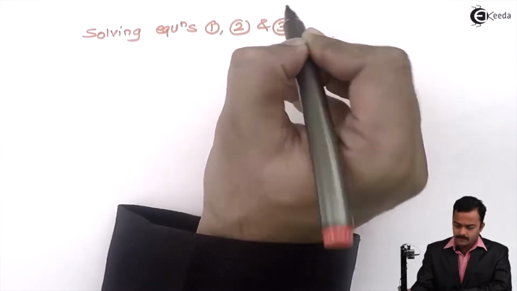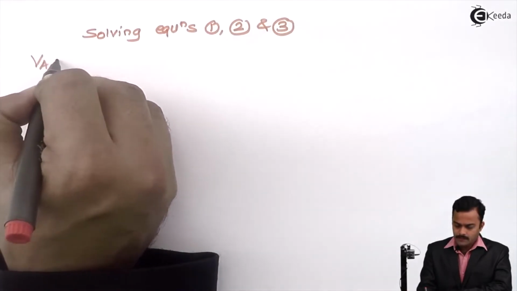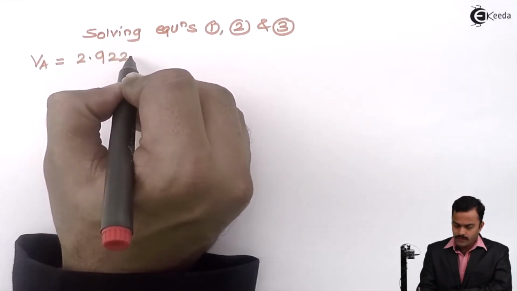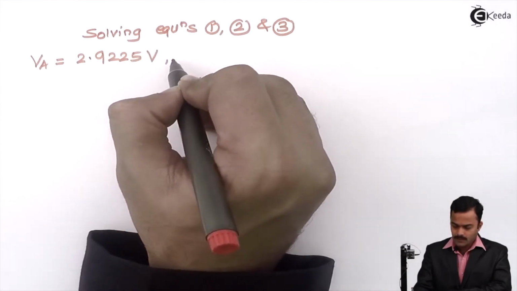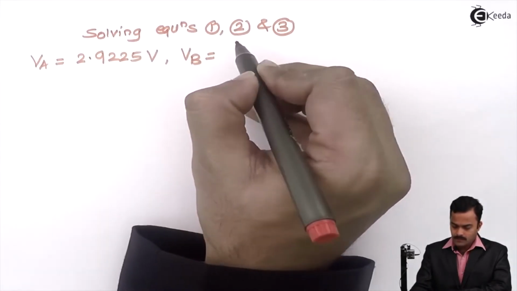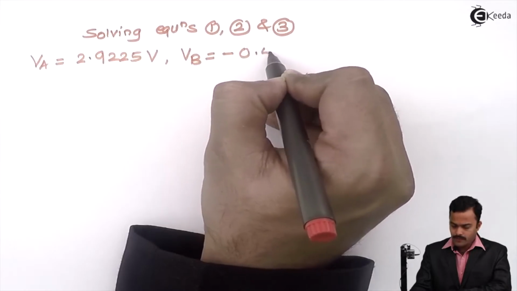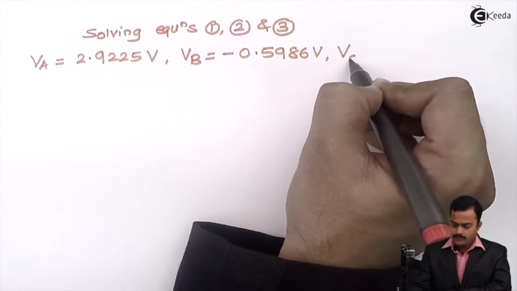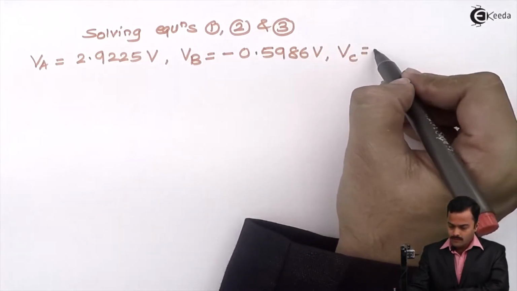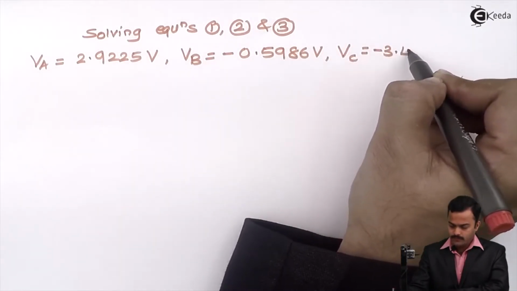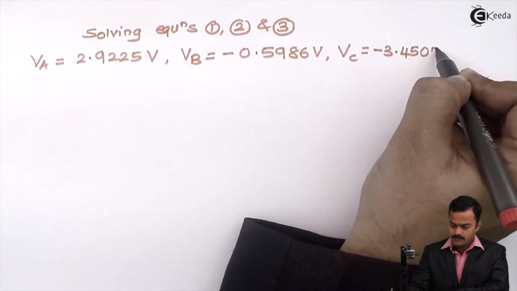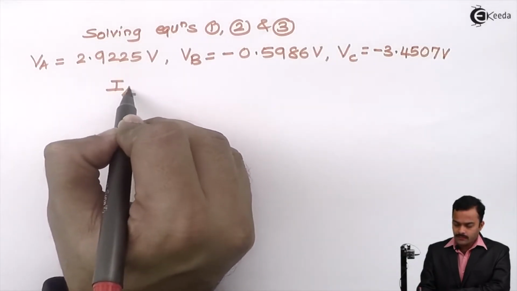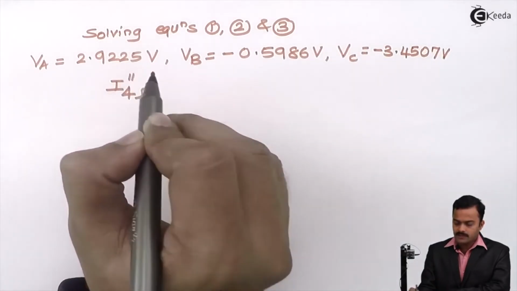I will get Va equal to 2.9225 volt, Vb minus 0.5986 volt and Vc equal to minus 3.4507 volt.